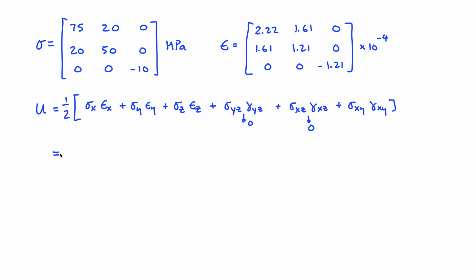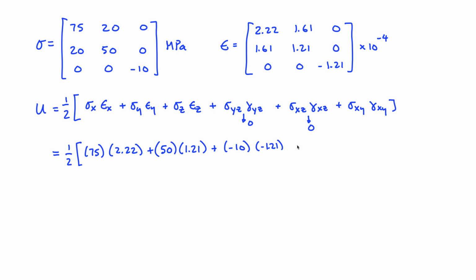So then to calculate this, we just need to substitute the values in from the two matrices, and so that I don't have to keep multiplying factors of 10 to the 6 and 10 to the minus 4 for every term, I'm going to pull those out and leave them at the very end of this equation. So I'm going to have 1/2, sigma x is 75, epsilon x is 2.22, plus sigma y is 50, and epsilon y is 1.21, plus sigma z is minus 10, and epsilon z is minus 1.21.